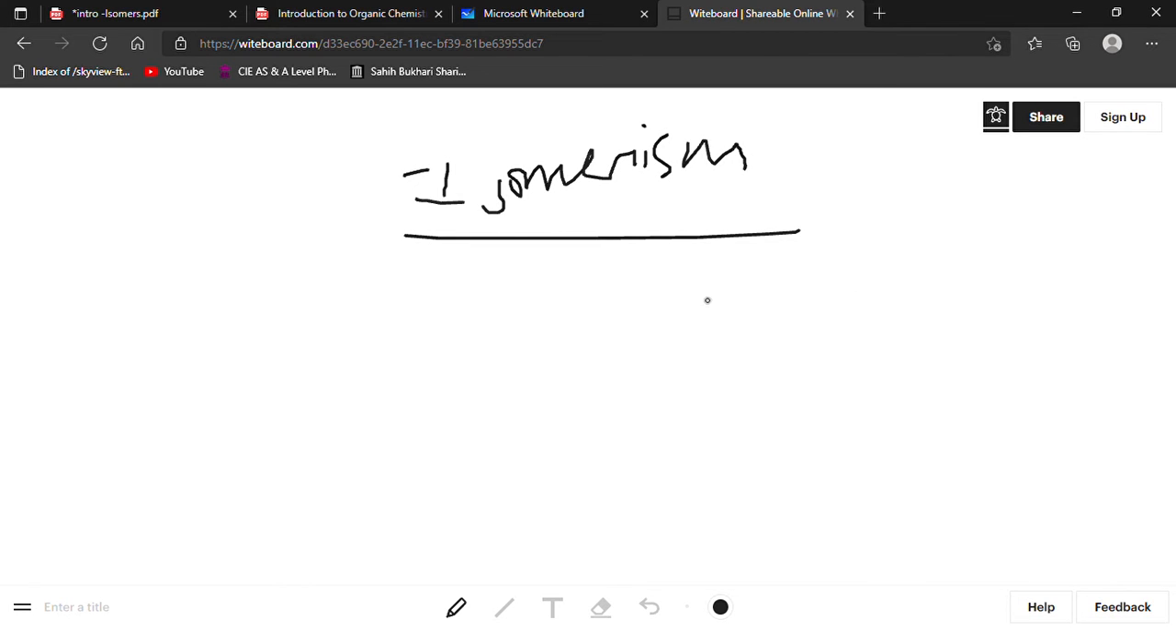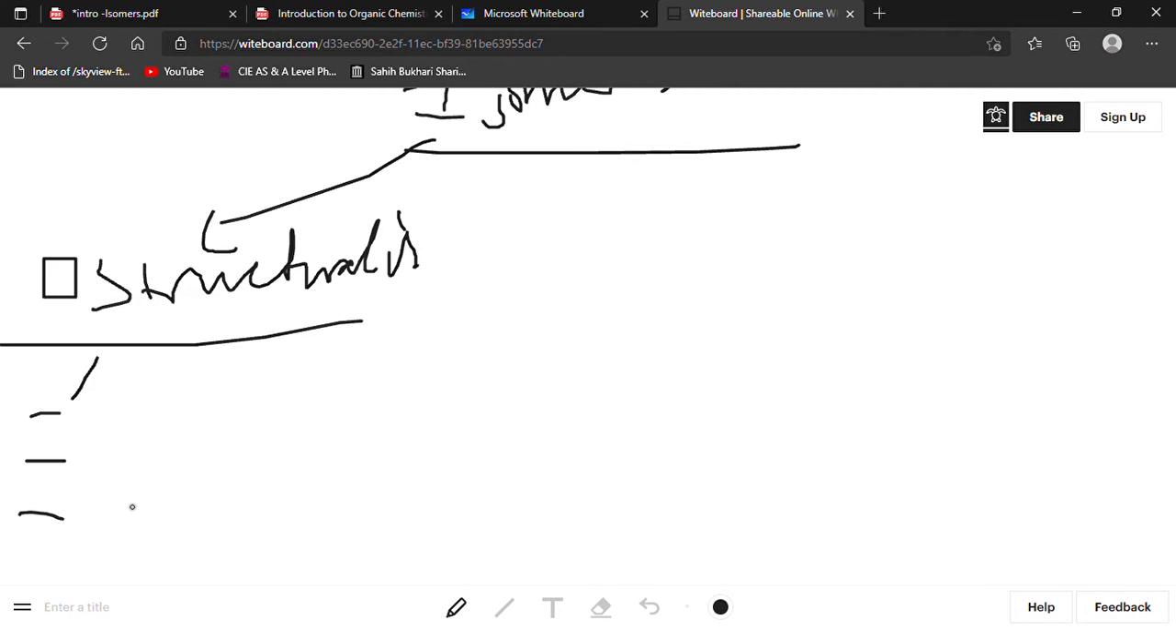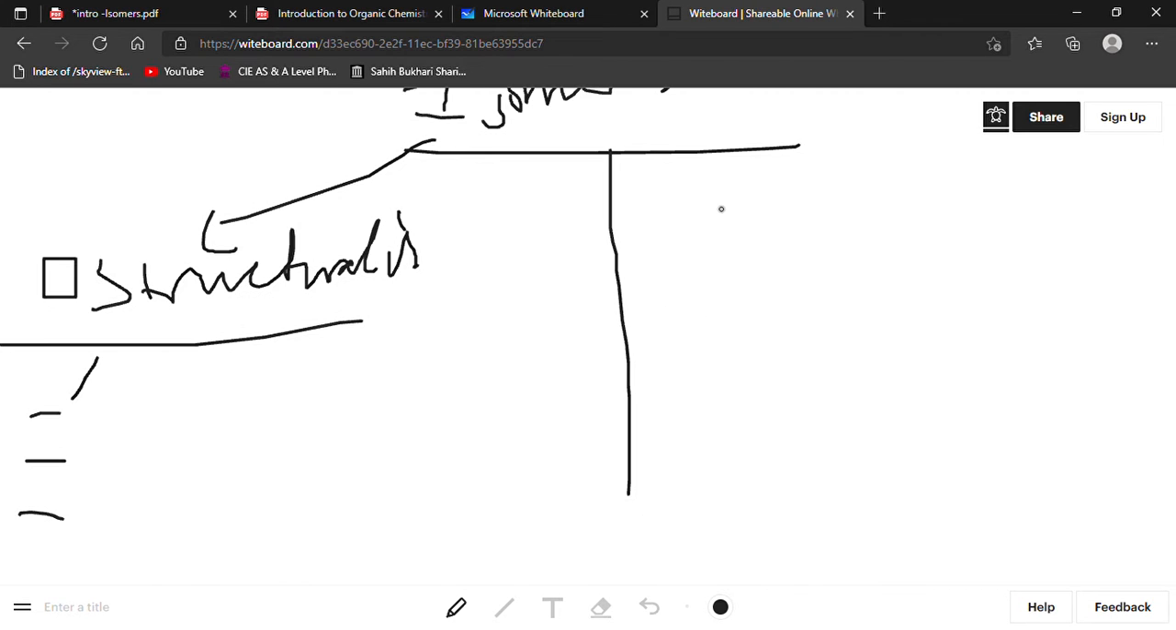there are 2 types of it. One is which we learned in O levels, which is the structural isomer. Inside structural isomer, we have chain isomer, positional isomer, and functional isomers. And something that is new, that we have to learn in A2 or AS, is the stereoisomer. That's something new.